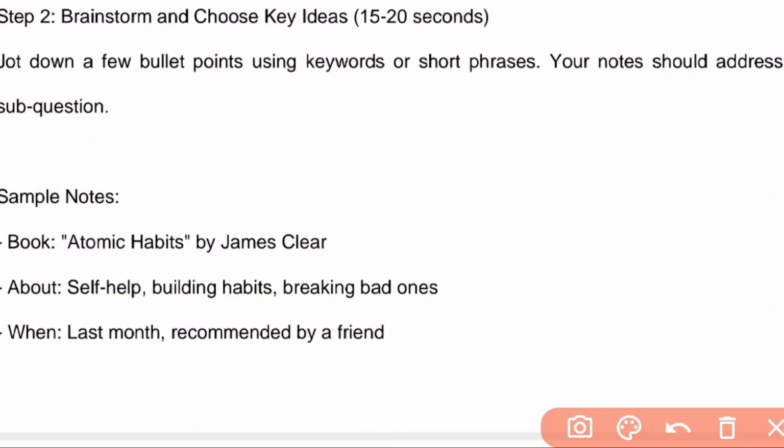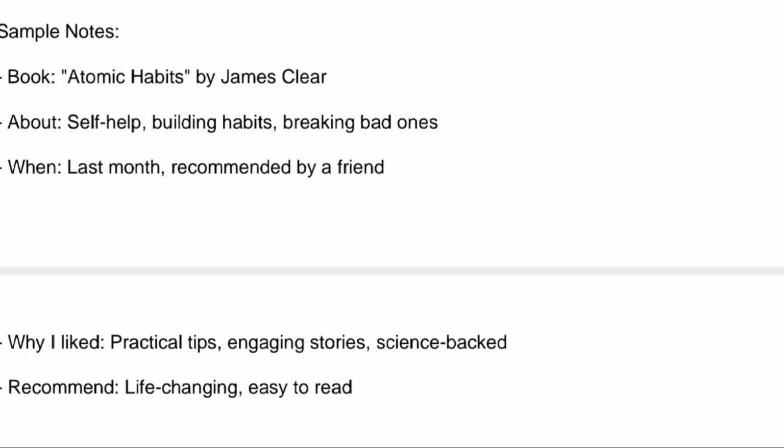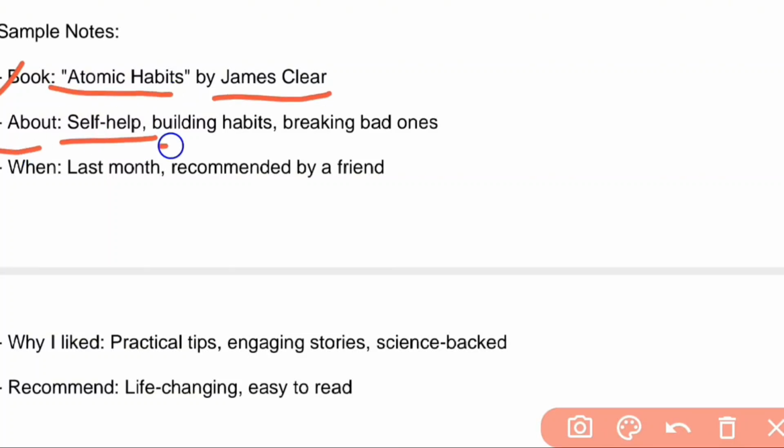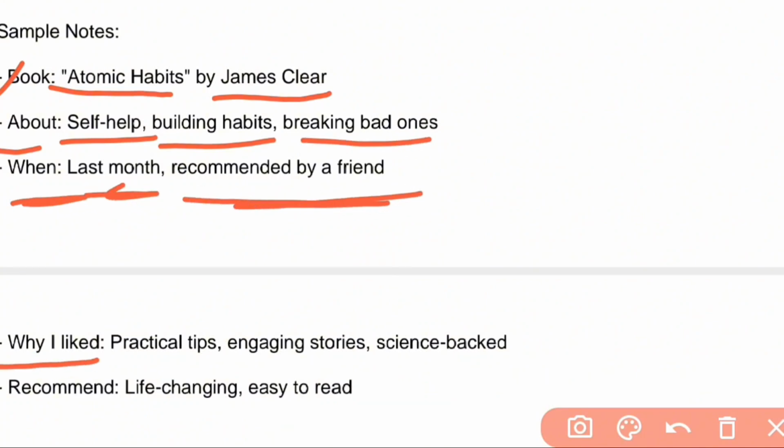For example, let's look at the sample notes of the given cue card question. The book is Atomic Habits, written by James Clear, and it is about self-help, building habits and breaking bad ones. You read it last month, recommended by your friend. Why you liked it? Because it offers practical tips, engaging stories, and it is science-backed. The meaning of science-backed is that it is based on science.